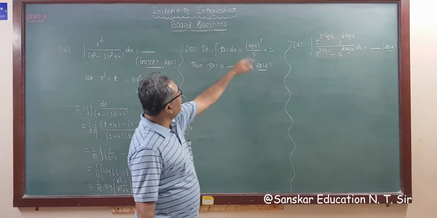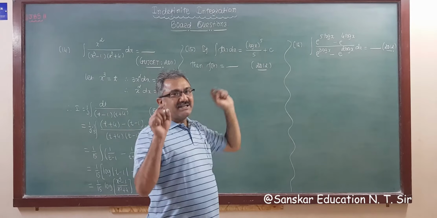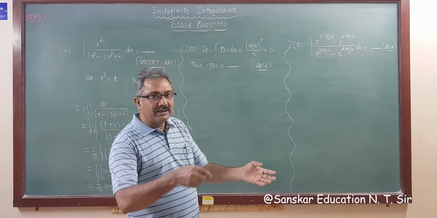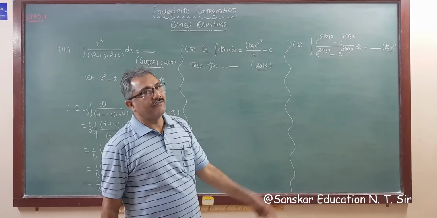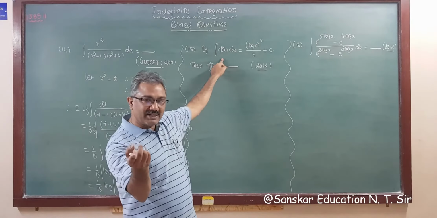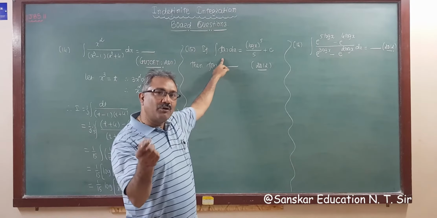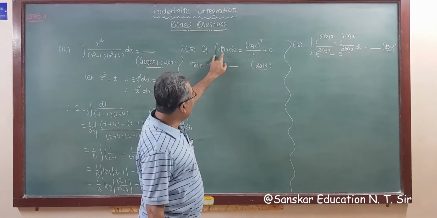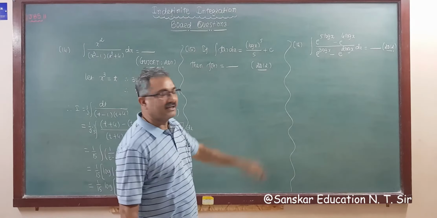Second question: if integration f(x) dx is (log x) raised to 5 by 5 plus c. Now as we discussed while learning integration in the preliminary stages, if you want f(x) and f(x) is inside the integration, then you have to differentiate both sides. And if f dash x, the derivative, is given, then you have to integrate. So here integration f(x) dx is given and we require f(x), so differentiating both sides.